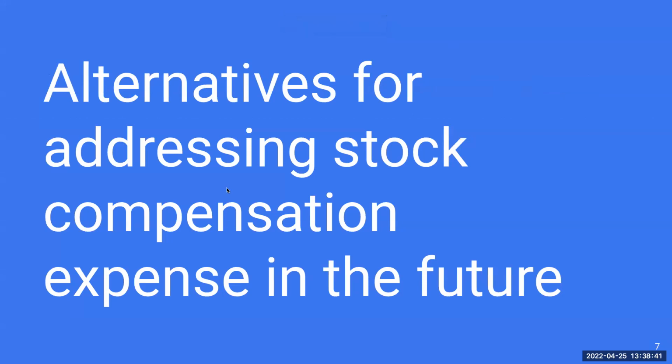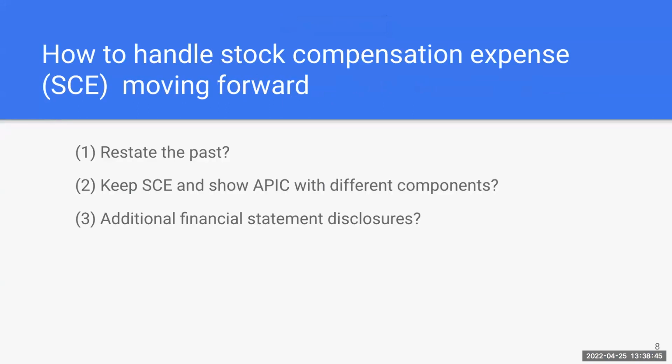So what are some alternatives for addressing stock compensation expense in the future? Well, the first question would be: would we restate the past? And the answer to that is absolutely not. You could change it so in the future you would not be showing stock compensation expense. But if we are restating the past, you would have to go back, and it wouldn't be a huge deal, but I don't see that happening realistically.